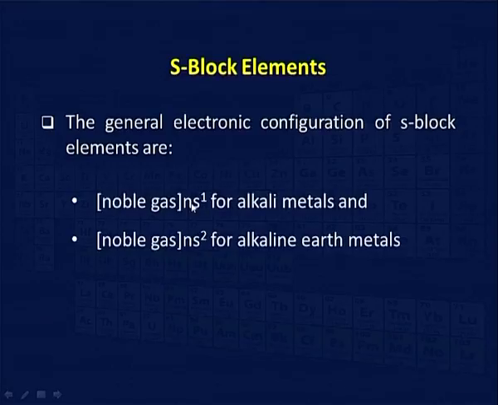For the first member, lithium, the configuration is helium, which is a noble gas, followed by 2s1, the outermost orbital, and then comes sodium. We have noble gas ns1 for alkali metals and noble gas ns2 for alkaline earth metals. So you can see from here that the s1 electron is very loosely bound, so you can easily remove it, because then you get a noble gas configuration. In the second group you have 2 electrons which can be easily removed. So these are the configurations for alkali and alkaline earth metals.